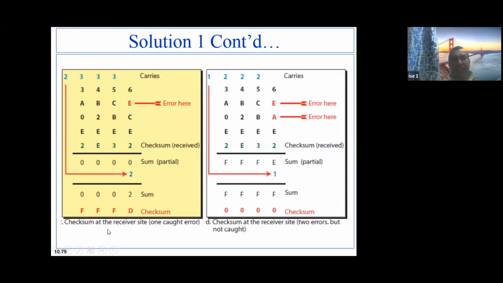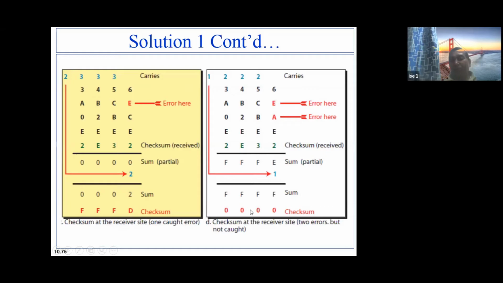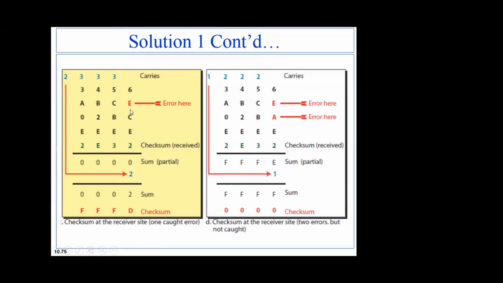This one, even if it is folded, it becomes F plus E. It will become that at the receiving end. Yes or no? So E means it won't be 0. It won't be 0. So that means a one position error is always caught. Understood that?